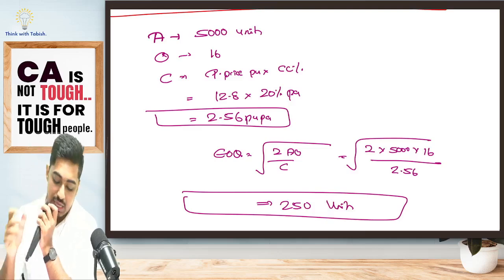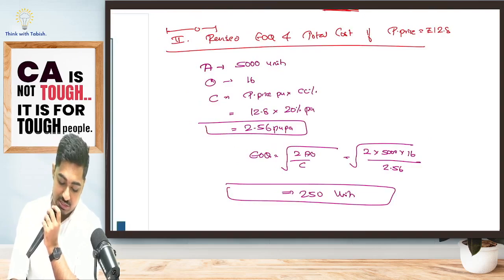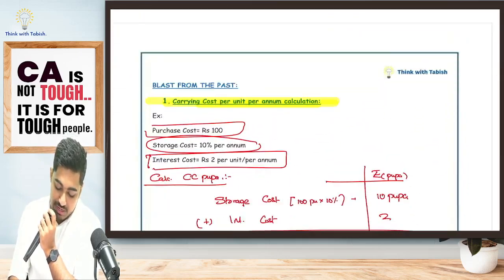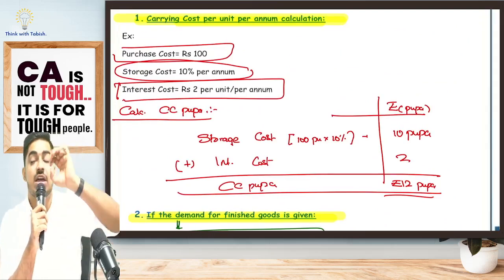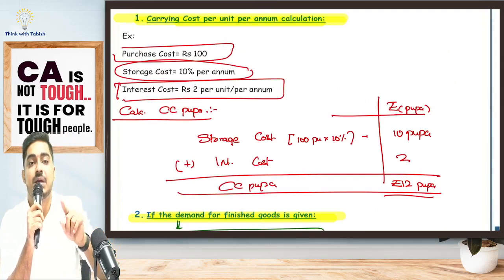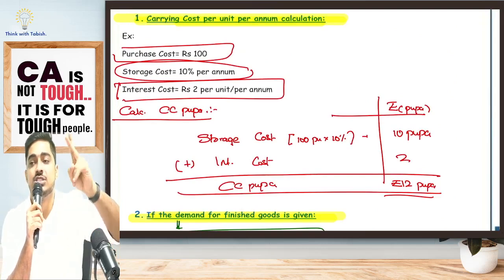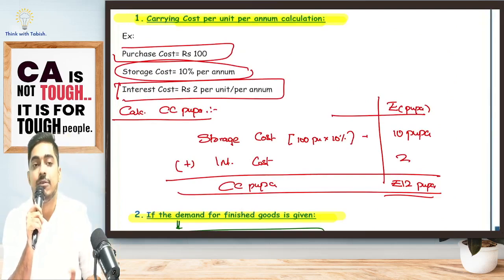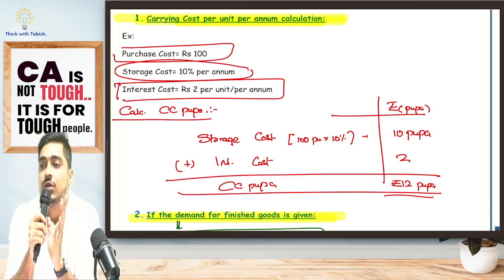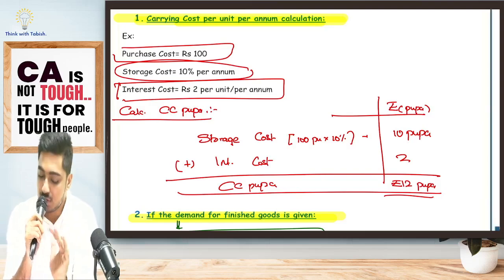Perfect. Okay. Additional points that we discussed slowly one by one. First thing we discussed was carrying cost per unit per annum calculation. Whenever I see a percentage, I will put it on purchase price. If per month is given, per quarter is given, everything has to be converted into per annum. If amount is given directly, 1 rupee per unit per annum, I will include it there. Is this clear? Okay, sir.